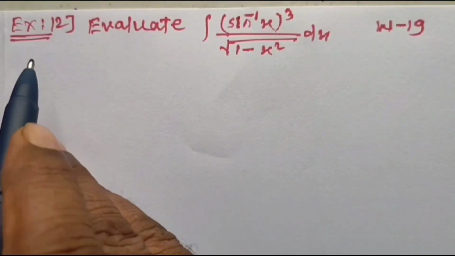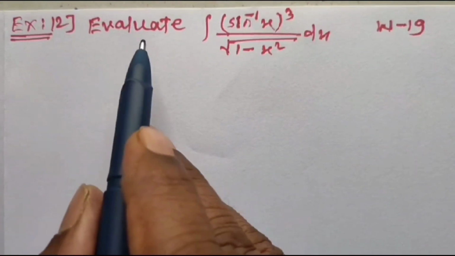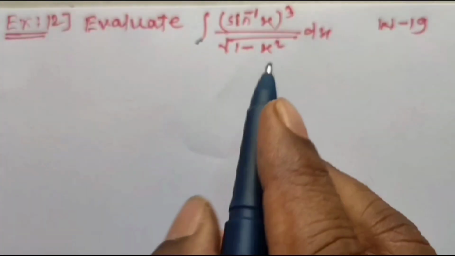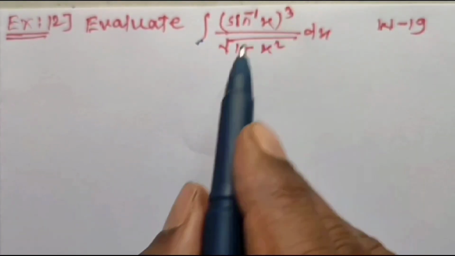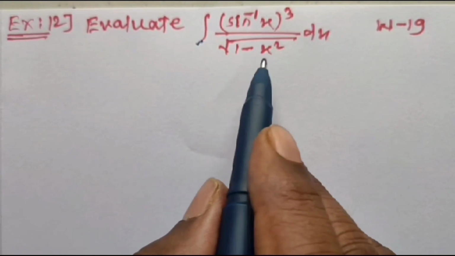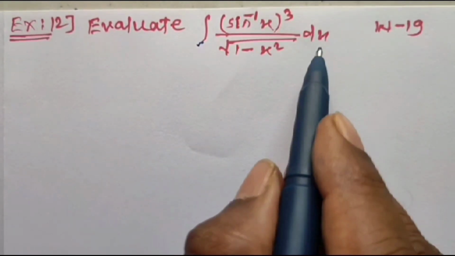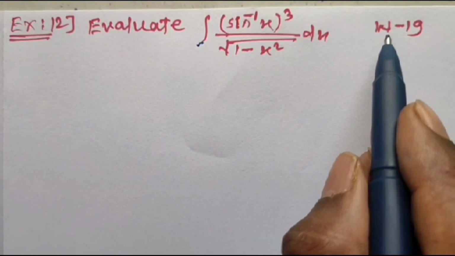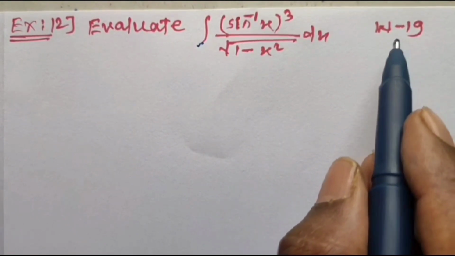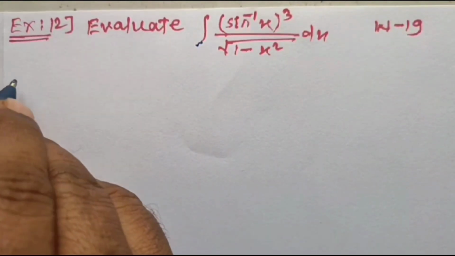Let us solve the next sum. Example number 12. Evaluate the integral of sin inverse x whole cube divided by square root of 1 minus x square, integral with respect to x. This sum appeared in winter 2019 for 4 marks. Let us evaluate this integral.